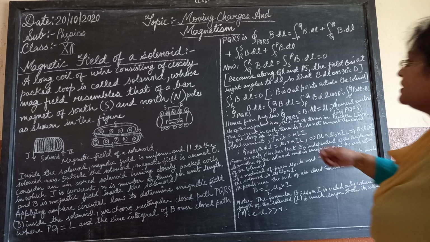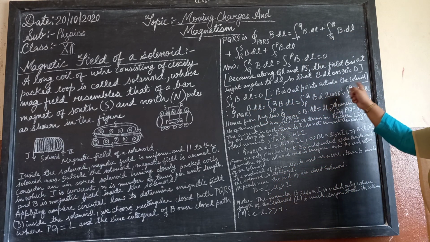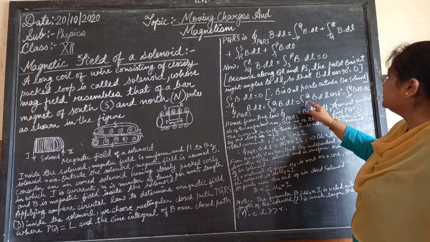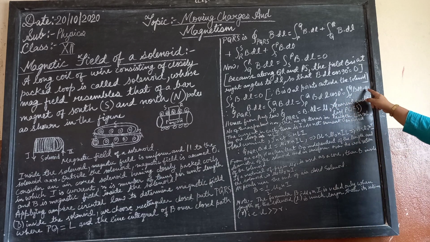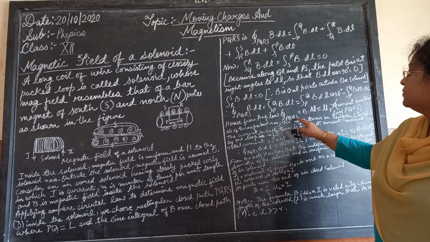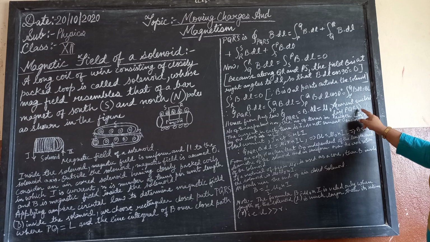Now R to S B·dl will be equal to 0, because B is 0 at points outside the solenoid. Then the integral will be equal to P to Q B·dl cos theta, which equals B dl. Hence from Ampere's law, ∮ B·dl over PQRS is equal to mu 0 times the current enclosed by PQRS.